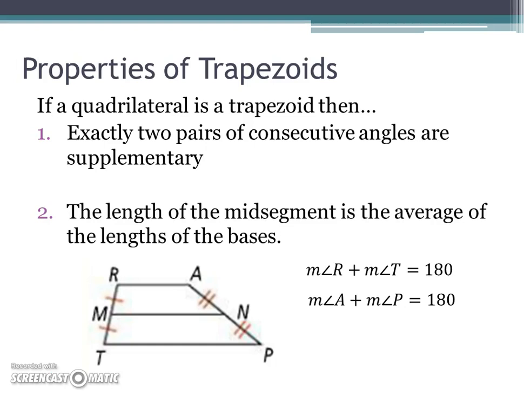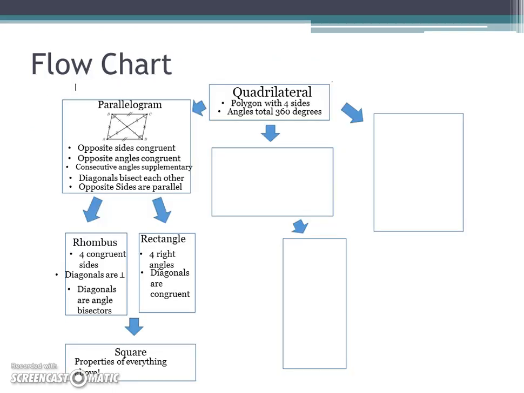Second, the length of the midsegment is the average of the lengths of the bases. What this means is you add the bases together and divide by 2. So our midsegment formula is base 1 plus base 2 divided by 2. So we're going to add that to the middle part of the trapezoid there. Exactly one pair of parallel sides and two pairs of consecutive angles are supplementary. The midsegment formula is also on this flowchart already added.